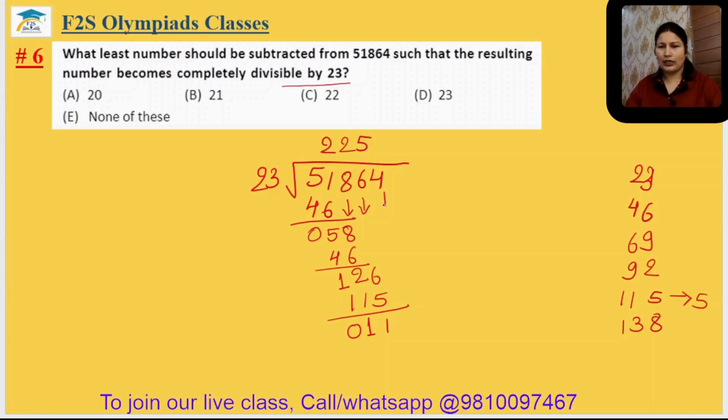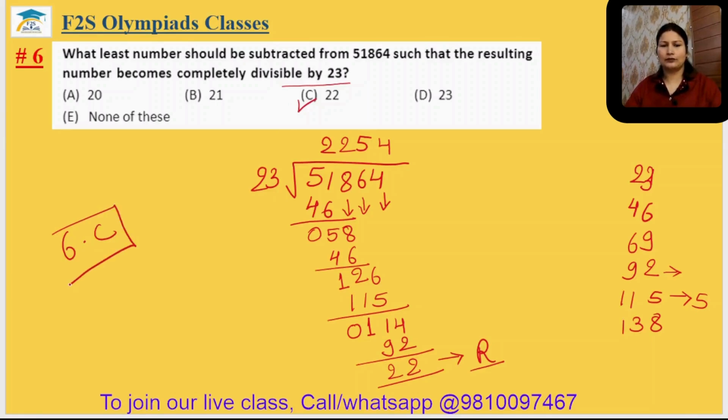Now 0. Again 4 will drop down. If 4 drops down, we can divide 4 times. So 4 times it is 92. 4 minus 2, it will be 2. 11 minus 9, it will be 2. 22. 22 is the remainder, and this is the extra amount present here. If we remove this, this number can be completely divisible. So remainder is the extra amount which can be subtracted from the dividend, and then the remaining number will be completely divisible by the divisor. So it should be option C. Sixth answer is option C.